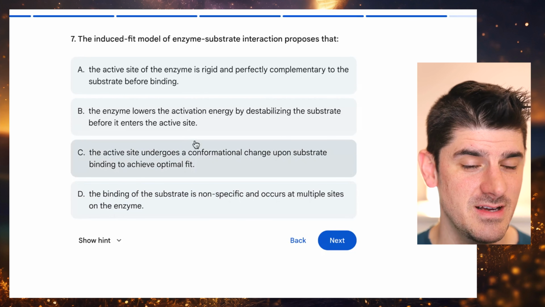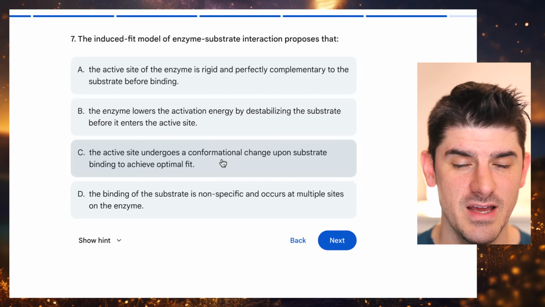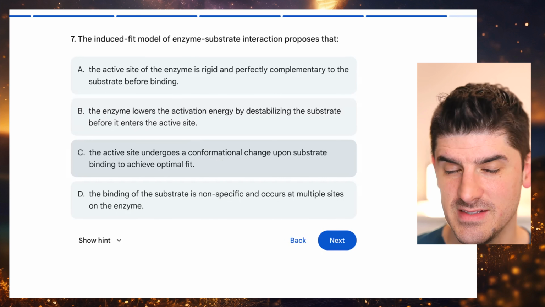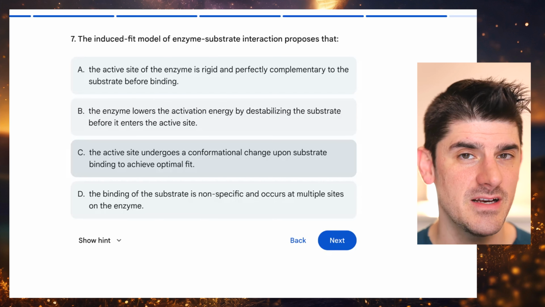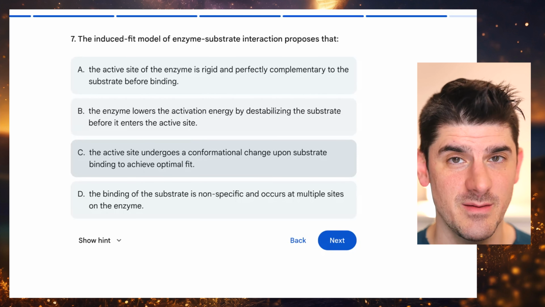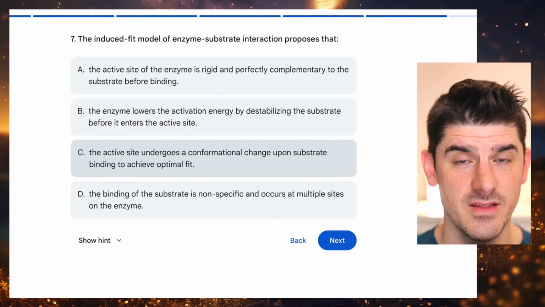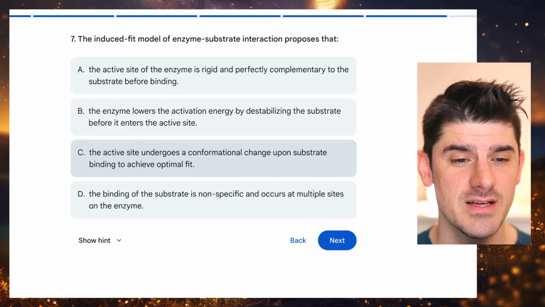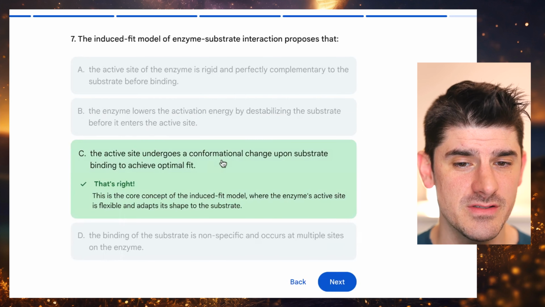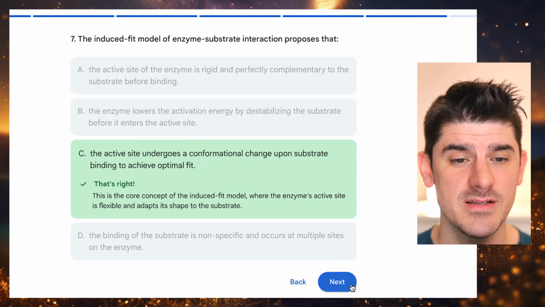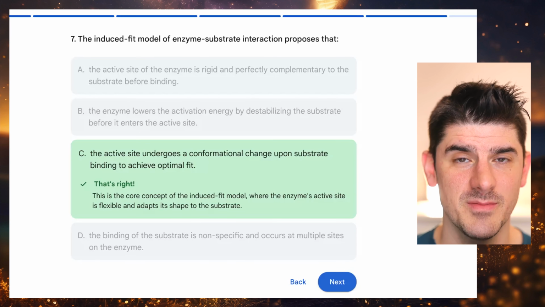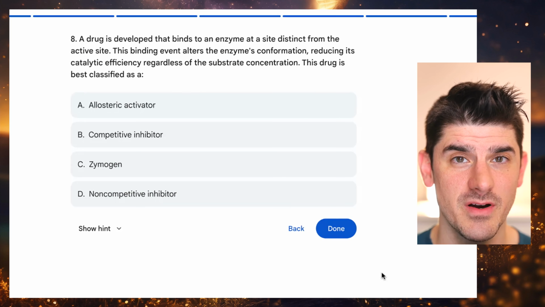And of course, this is a perfect example of a description of a model which still isn't perfectly representative of the way a substrate and an enzyme interact. But the induced fit model is a little bit closer than the old lock and key model because it describes how the active site undergoes a conformational change upon substrate binding in order to achieve optimal fit. Answer choice C. Number 8.